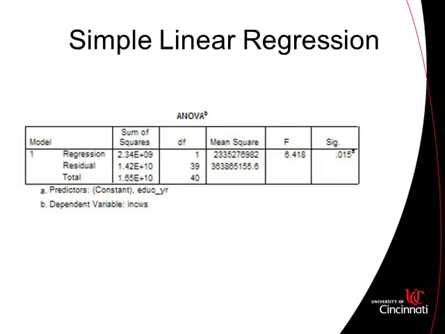The next table that comes in the output generally is an ANOVA table, and this looks at how reliably the independent variables overall predict the dependent variable, and that gives you your p-value. So in this, our p is 0.015, which is less than 0.05. So it is statistically significant overall that the independent variables predict the dependent variable.